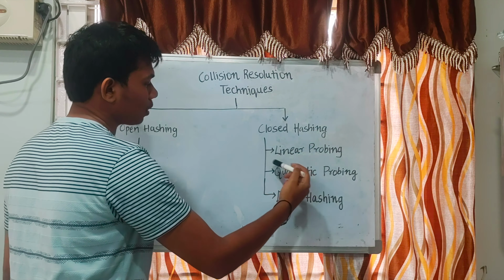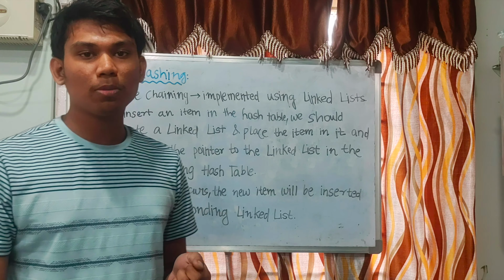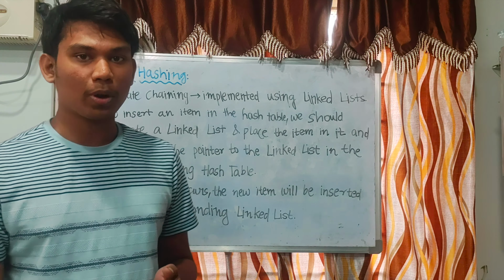So this is the technique of separate chaining. Generally, separate chaining is implemented using linked lists. To insert an item in the hash table, we create a linked list, place the item in it, and then store the pointer to the linked list in the corresponding hash table location. So we first store the item to be inserted in a linked list, and every linked list has a pointer, and that pointer is stored in the hash table. If a collision occurs, the new item is inserted in the corresponding linked list. So we insert a new node in the linked list which was already created earlier. In this way the separate chaining technique is implemented.